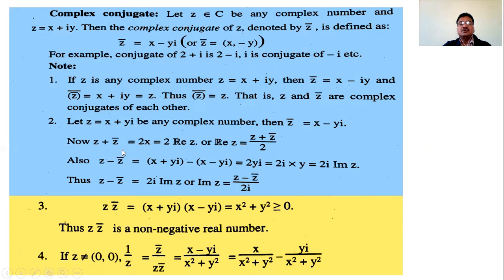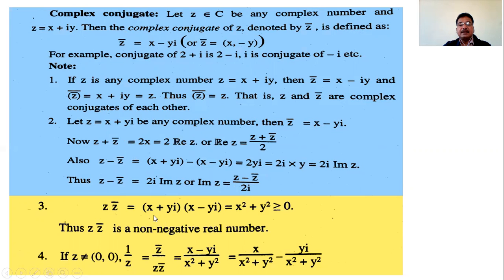z is x plus yi, the complex number, then z bar is x minus yi. If we add these two numbers, we have 2x, that is, z plus z bar is 2 times the real part of z, or the real part of z is (z plus z bar) divided by 2. z minus z bar becomes 2yi, that is, 2i times the imaginary part of z, so the imaginary part of z is (z minus z bar) divided by 2i.